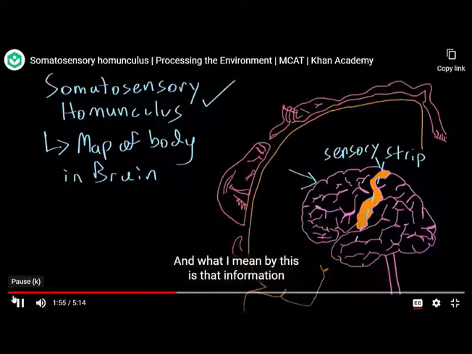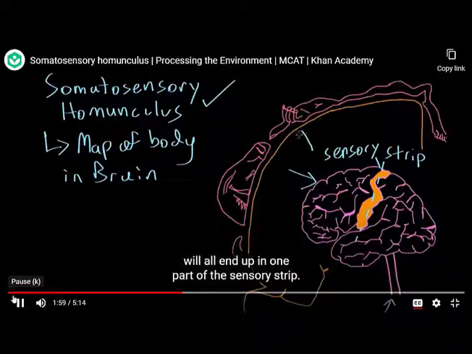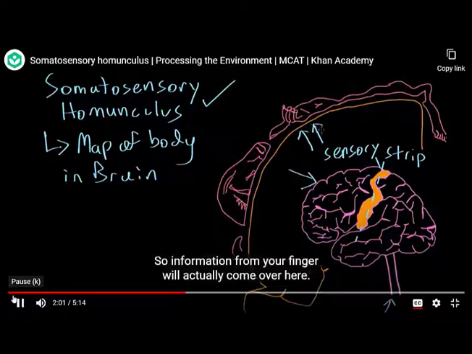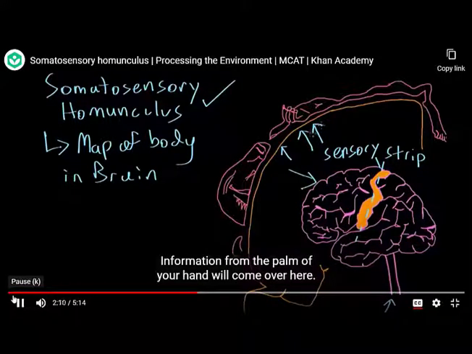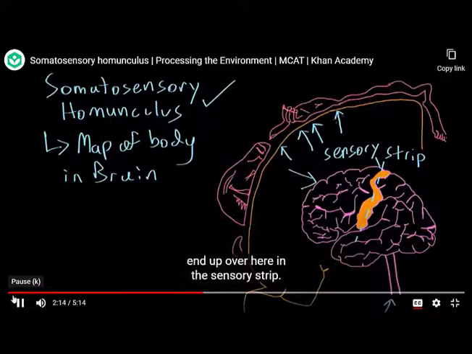And what I mean by this is that information that comes from your hand to the brain will all end up in one part of the sensory strip. So information from your finger will actually come over here. Information from these fingers will come over here. Information from the palm of your hand will come over here. Information from your wrist will actually end up over here in the sensory strip.